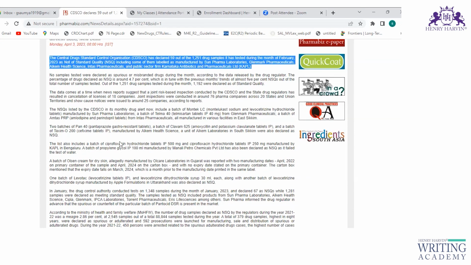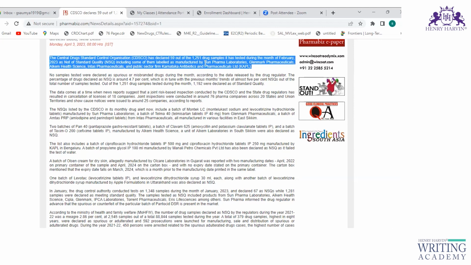The Central Drug Standard Control Organization, CDSCO, has declared 59 out of the 1251 drug samples it has tested during the month of February 2023 as not of standard quality, NSQ, including some of them labeled as manufactured by Sun Pharma Laboratories, Glenmark Pharmaceuticals, Ecom Health Science, Intas Pharmaceuticals, and public sector firm Karnataka Antibiotics and Pharmaceuticals Limited, KAPL.